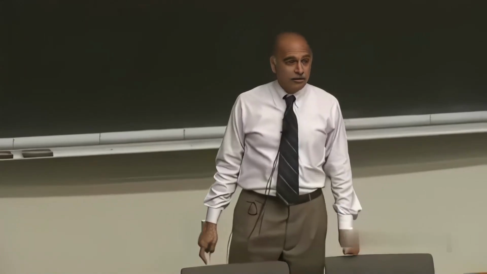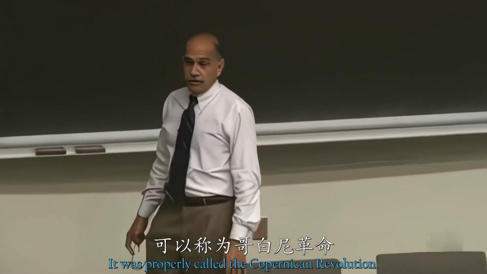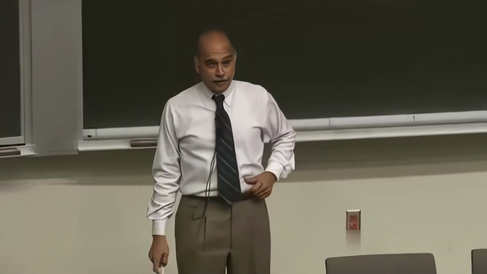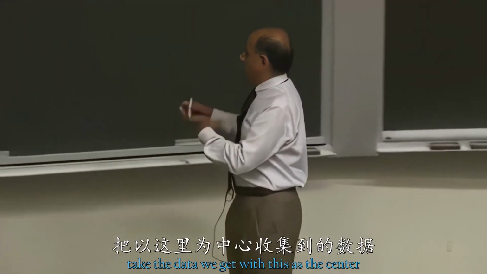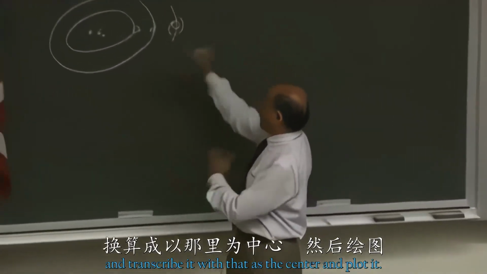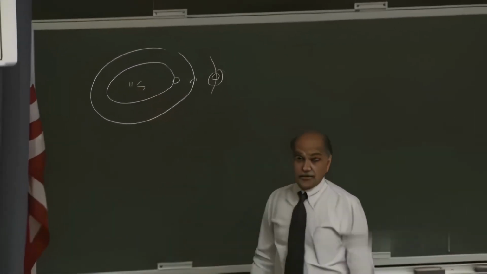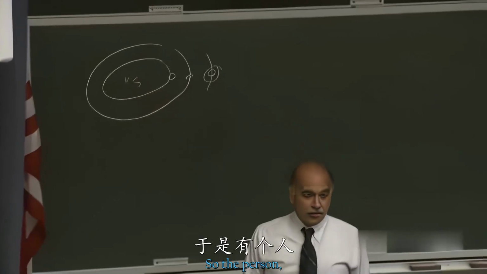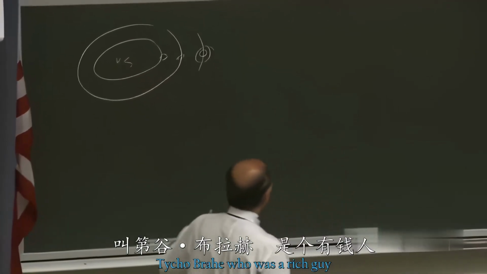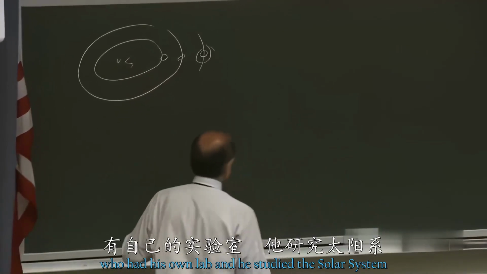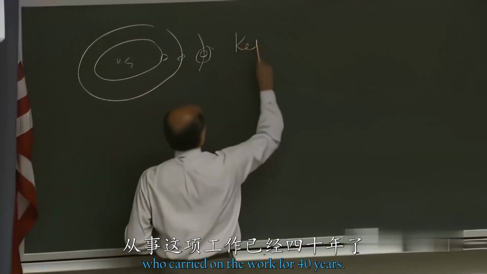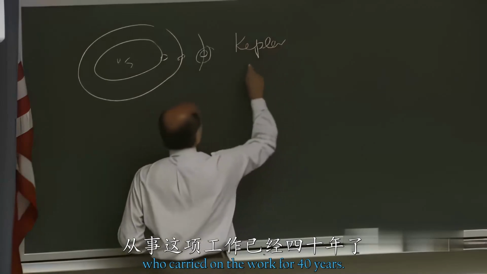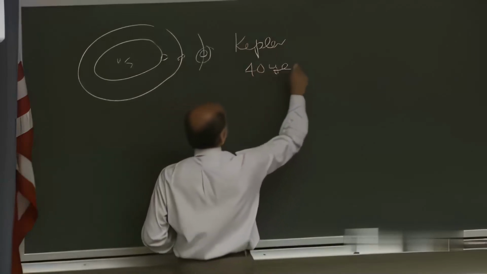That was, it's properly called, the Copernican revolution. After the Copernican revolution, people just said, take the data we get with this as the center and transcribe it with that as the center and plot it. So the person, Tycho Brahe, was a rich guy who had his own lab and he studied the solar system, and Kepler was his assistant who carried on the work for 40 years.